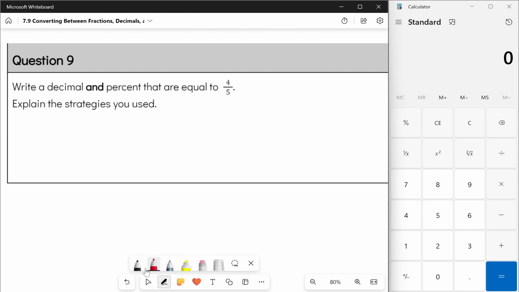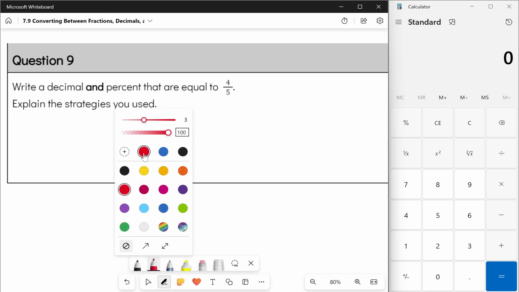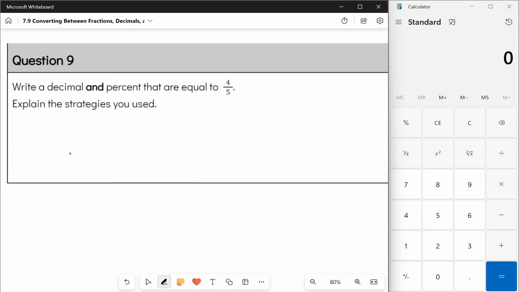So let me switch to a nice blue marker, I like the look of blue, just so I can differentiate it from this black. Write a decimal and percent that are equal to 4/5. Explain the strategies that we used.